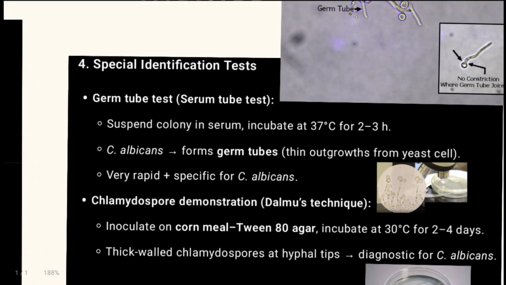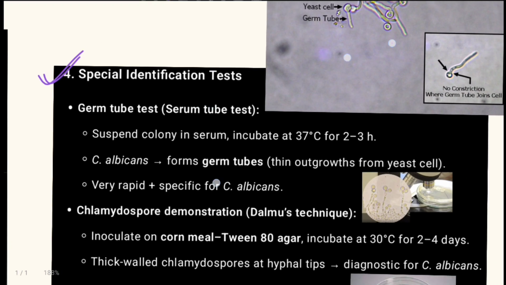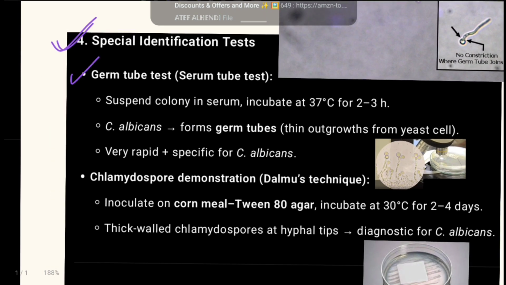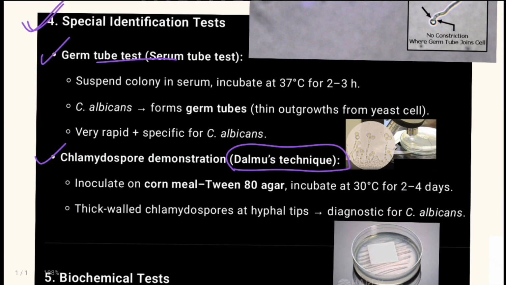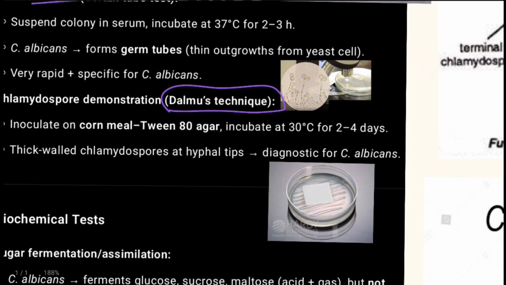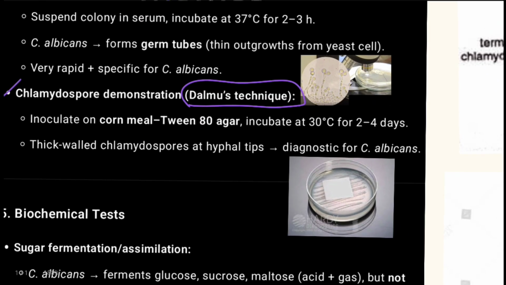And there are special identification tests for Candida. These two tests are the germ tube test and Dalmau's plate technique. We'll discuss Dalmau's plate technique before we look at the germ tube test. In Dalmau's plate technique, the plate contains agar made up of cornmeal extract and Tween 80. Wholly, this agar is called cornmeal Tween 80 agar.